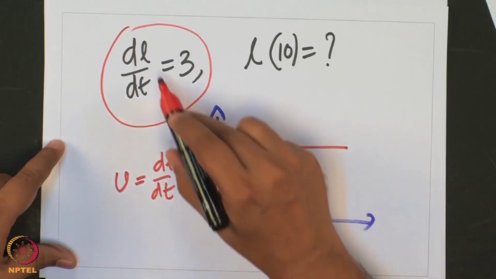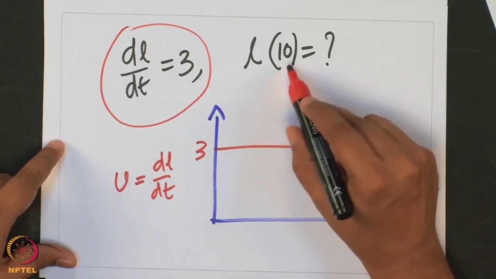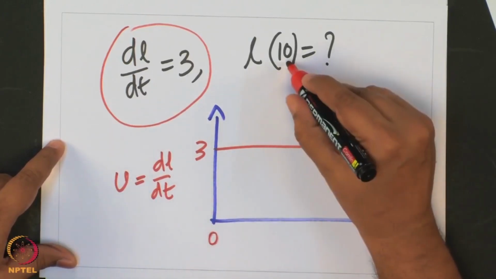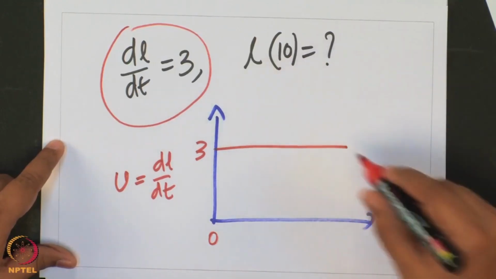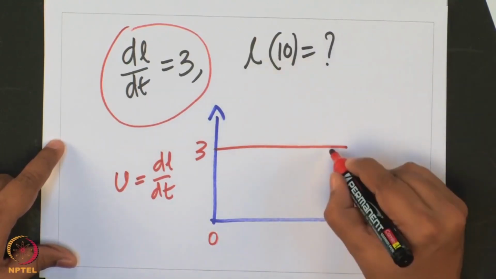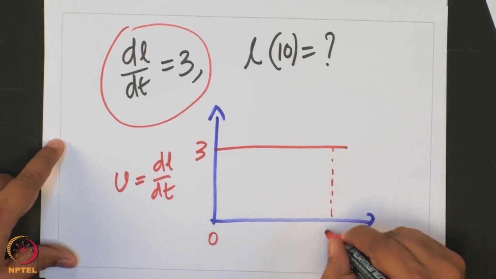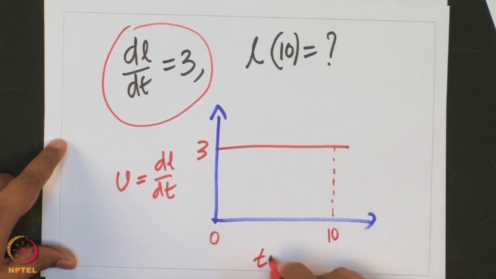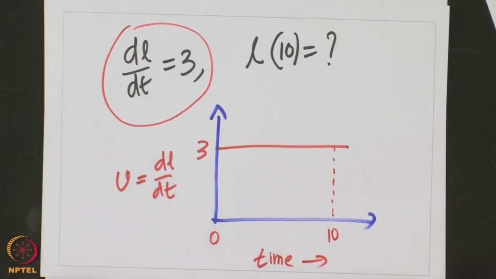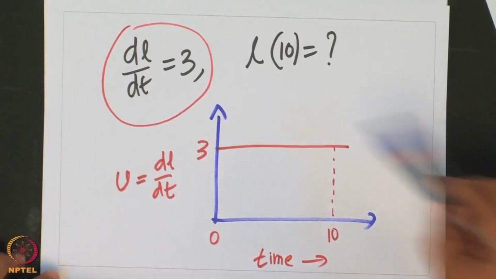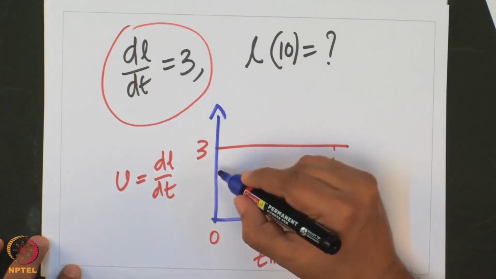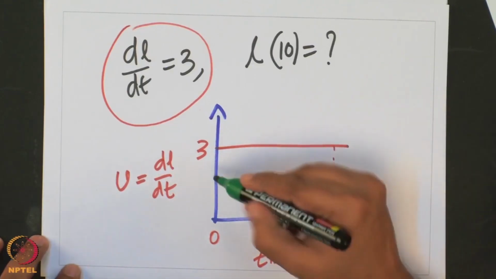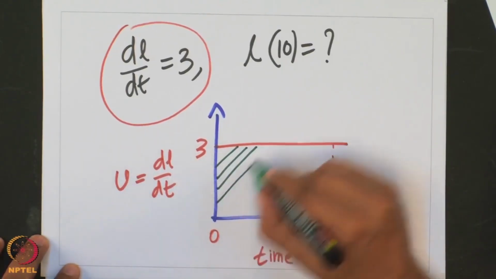And what I want is to integrate this, starting from a time 0 up to a time 10. So 10 is the time that we want to calculate the length at. So take this point, which is 10. The x-axis is time, t. If I want to calculate the length at a time, I find the area from 0 to 10, this area which is shaded here.